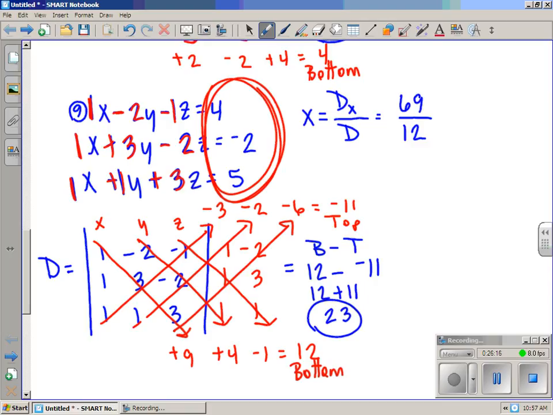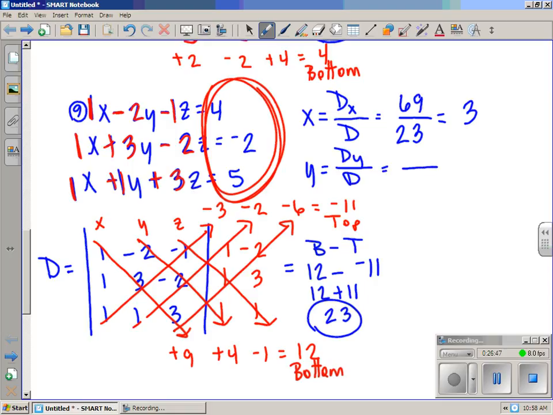Where did I get 12 from? Our d is not 12, our d is 23. To actually get the evaluation of x, it's 69 divided by 23, which would be 3. Now we need to find y or z, whichever one you want to find next. I prefer alphabetical order.